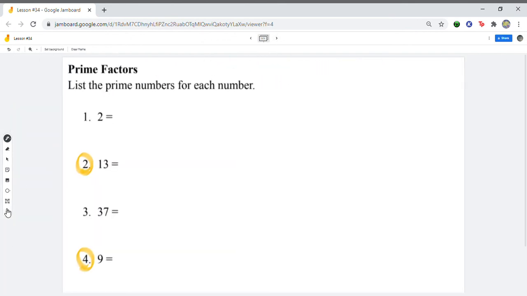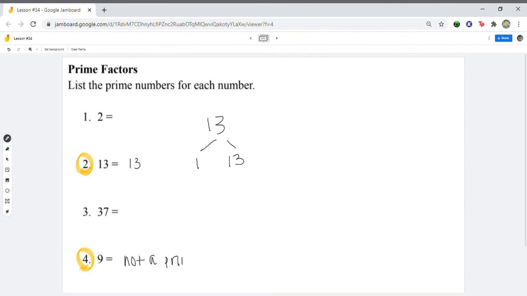Now the last section we're going to go over is prime factors, and we're going to list the prime numbers for each number. So we're going to go over number 2 and number 4. Number 2 over here, 13, you can just do a prime factor tree if you want. 13, we know it goes down to 1 and 13. So our prime number for 13 is just 13 because 13 is a prime number. As for number 4, 9 is not a prime number, it's a composite number, so it does not have a prime number.